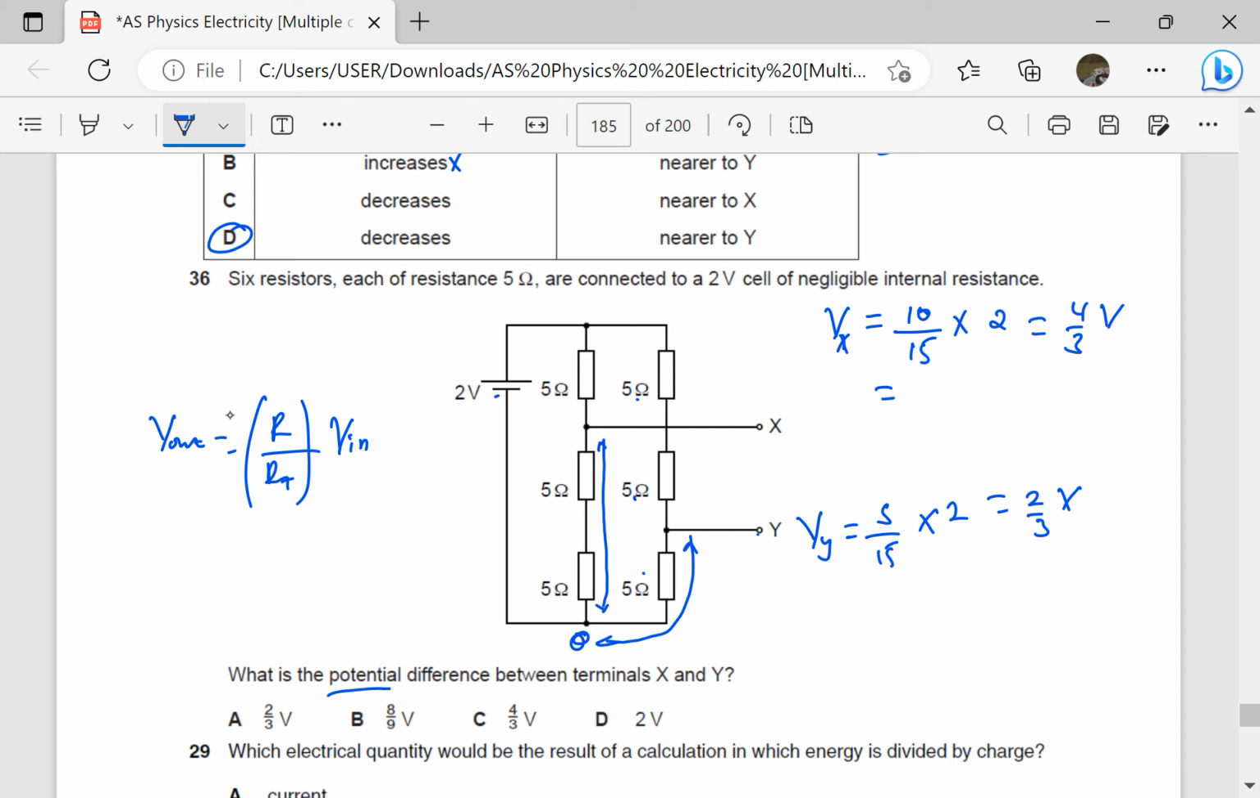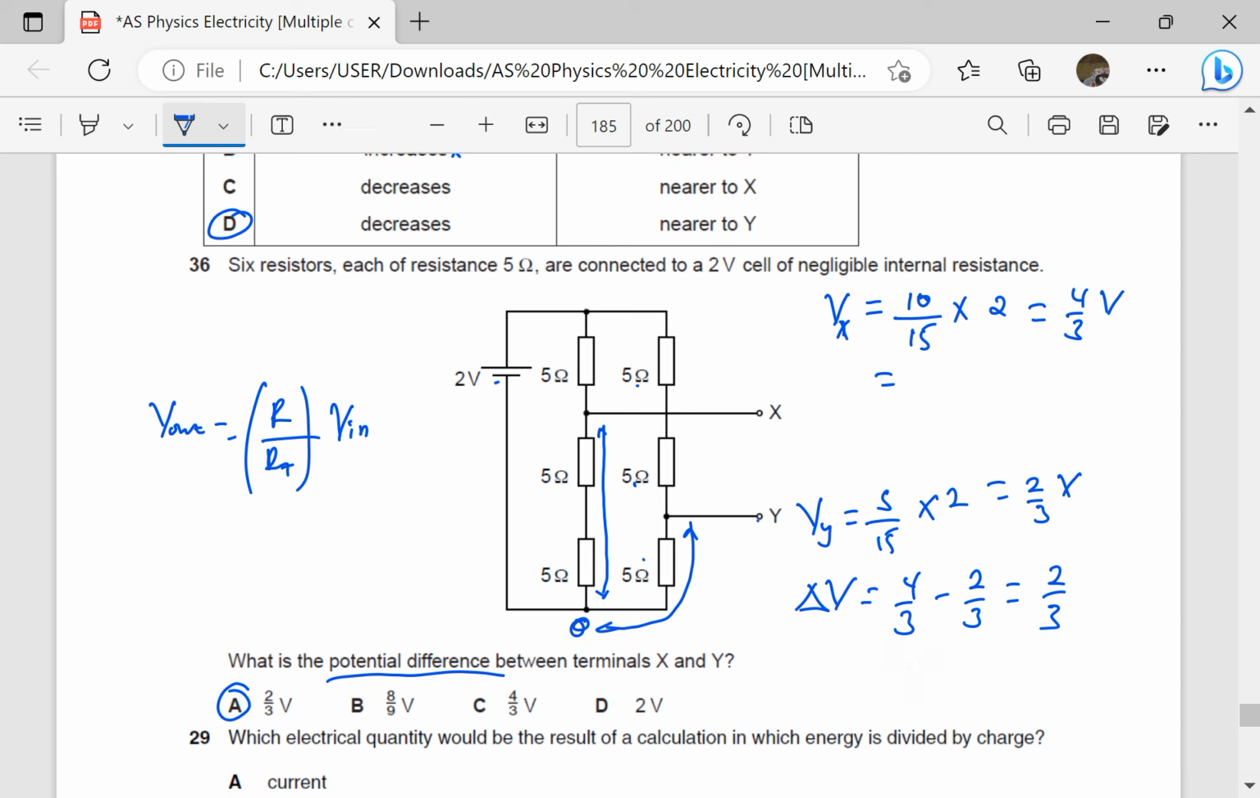Now we want potential difference. So the difference in potential is going to be equal to 4 over 3 minus 2 over 3, which gives us 2 over 3. So our answer is going to be A.